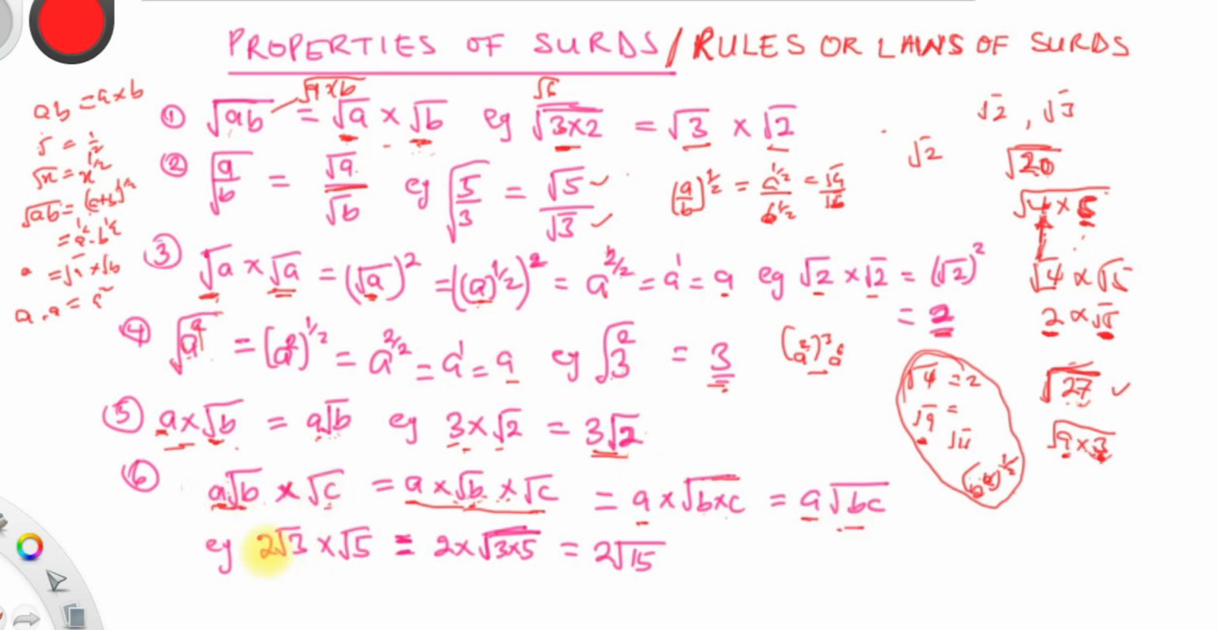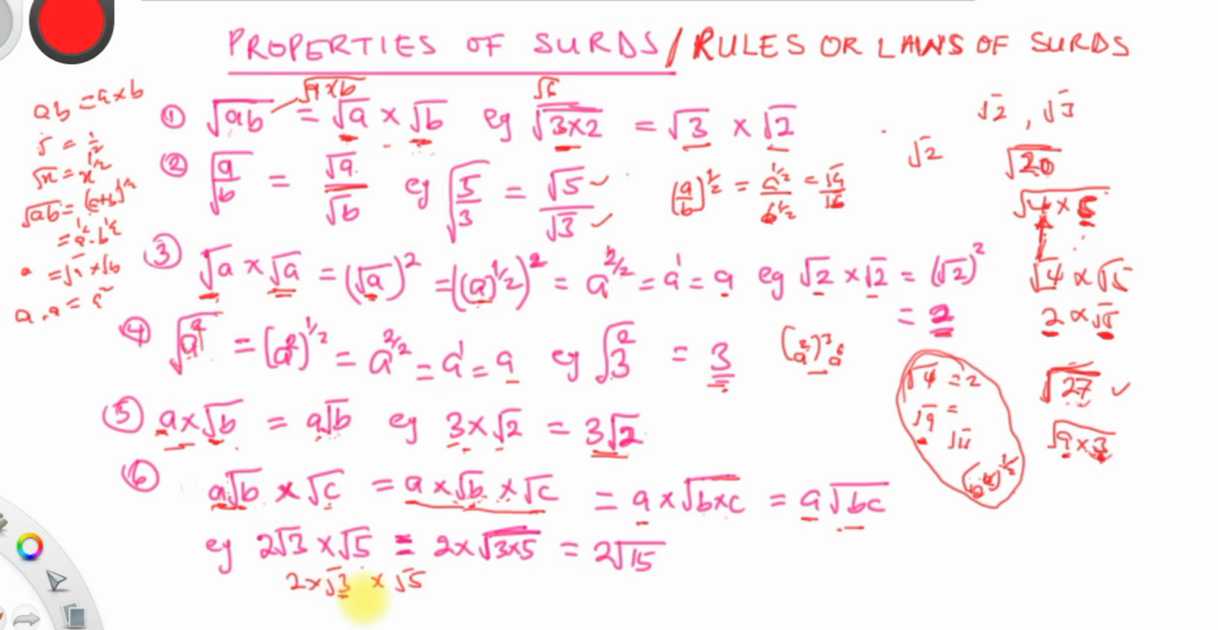So if we have this as an example, 2 root 3, this is how it is read. This is square root of 3. It is read as 2 root 3 times root 5, so square root of 5. You just read it for short as root 5 instead of square root of 5. So we have 2 times square root of 3, and then times square root of 5.